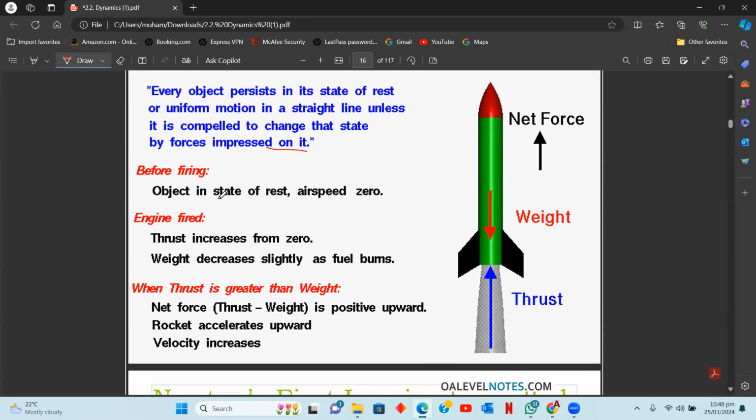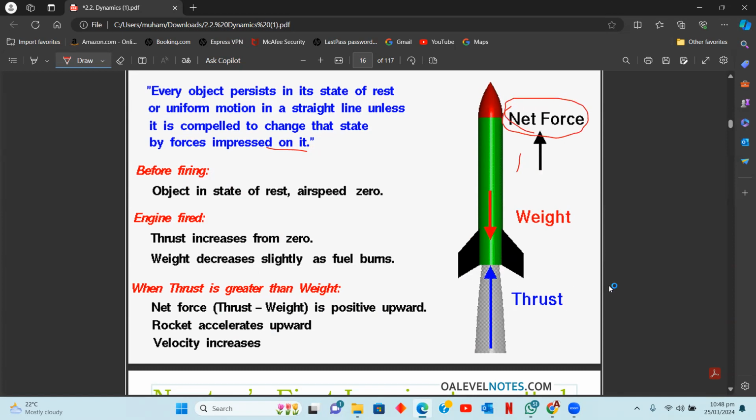Before the rocket is fired, its airspeed is zero because it's at rest. When the engine is fired, thrust increases from zero, and weight decreases slightly as fuel burns. Weight will keep decreasing, thrust will keep increasing. A resultant is produced, thrust minus weight, and the net force is now upward. This is basically the resultant force.